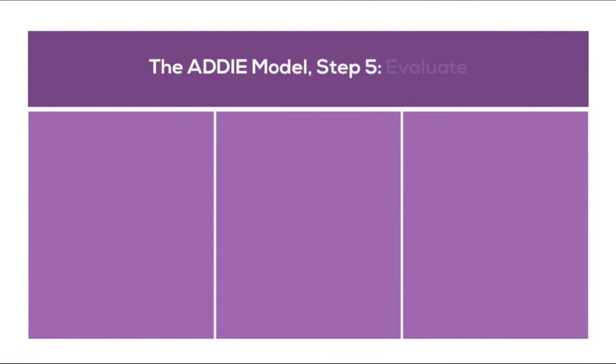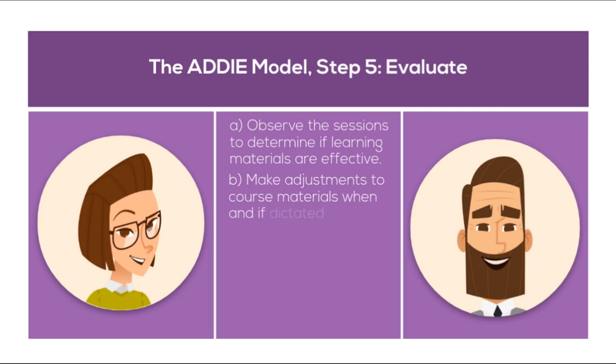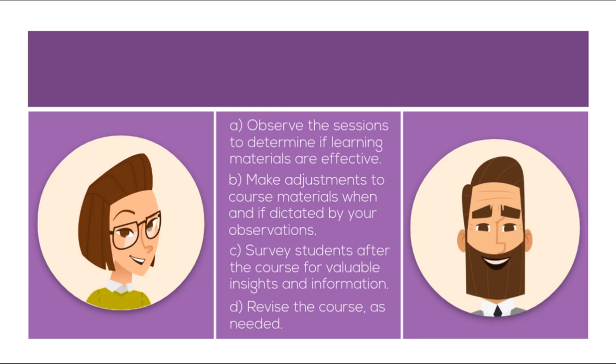The ADDIE model, Step 5. Evaluate. A. Observe the sessions to determine if learning materials are effective. B. Make adjustments to course materials when and if dictated by your observations. C. Survey students after the course for valuable insights and information. D. Revise the course, as needed.